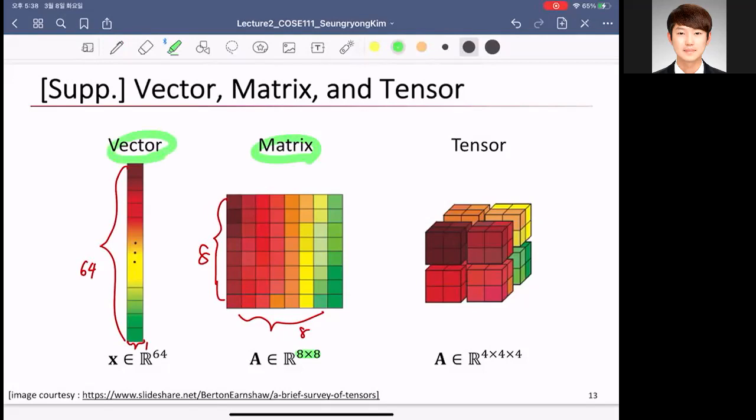And what about this? If there is one more axis, for example, 4 by 4 by 4 in 3D space, we often call this representation a tensor. But there's no strict difference between vector, matrix, and tensor; it's just a definition in terms of the number of axes. So 1D, 2D, and 3D cases. We will talk about this 2D matrix case in this course, but we can simply extend this concept to the 3D case, which is called the tensor.